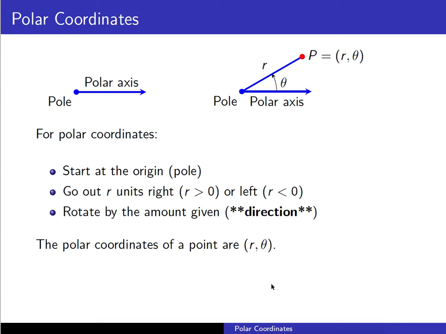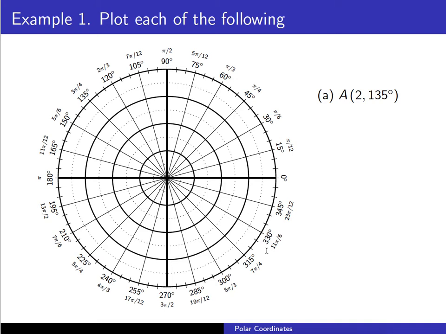Certain programs, for instance, the one that I used to create the picture in example 1, the polar grid, switch it and they use theta followed by r. But as far as math courses are concerned, it's r comma theta. So example 1, we're going to plot each of the following points. So here we have our polar coordinate plane where each of these solid circles will represent one unit. So here's 1, 2, 3, 4, etc. And we'll use each of the dashed circles for a half a unit. So a half, 1.5, 2.5, 3.5, and so forth. So we're going to start with point A, and we have the point 2 and 135.